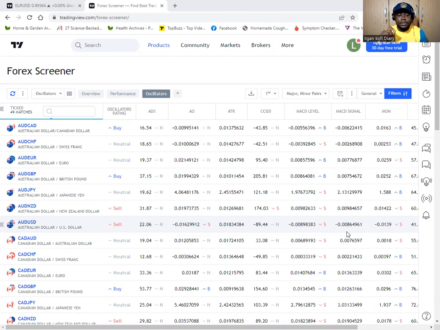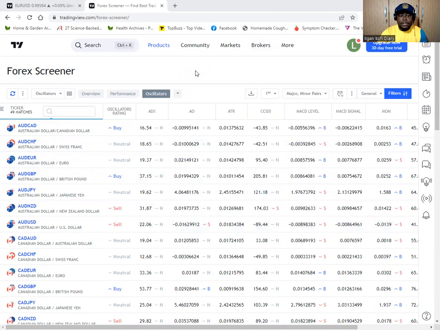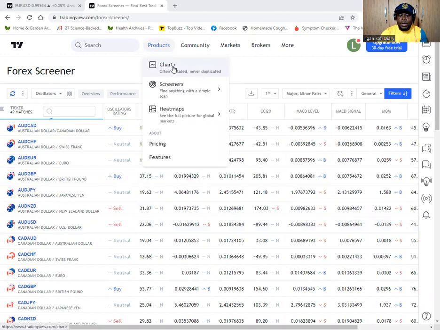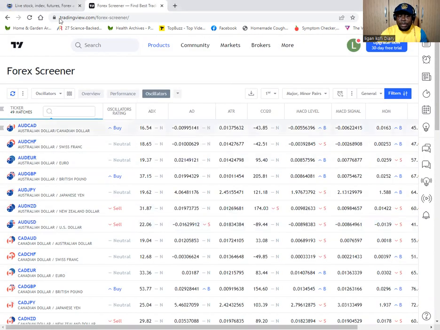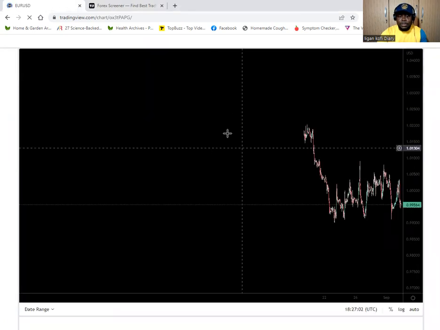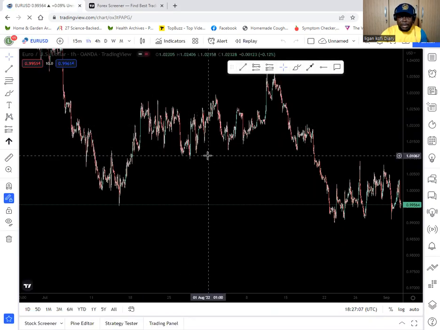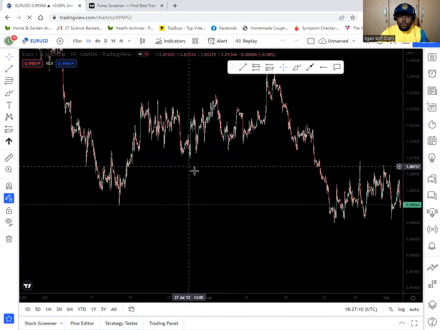Forex Screener. Now, once you log in, by watching the past 61 videos, I know you know how to log into your TradingView or sign up with TradingView. Once you do that, you can come to the product section. When you come to the product section, that is the top menu here, you will see charts. And when you click on the chart, it will bring you to the chart section where you will see your trading chart. This is mine, which is still loading. Okay, so that is what we talked about last week.